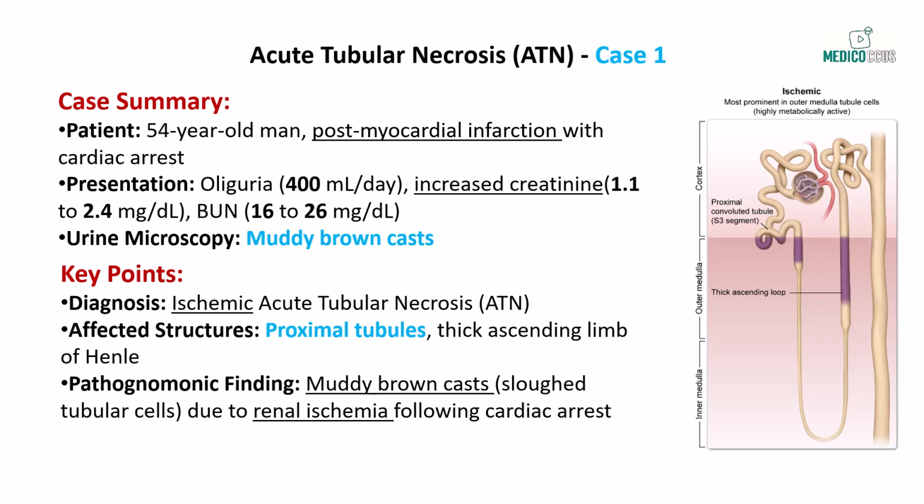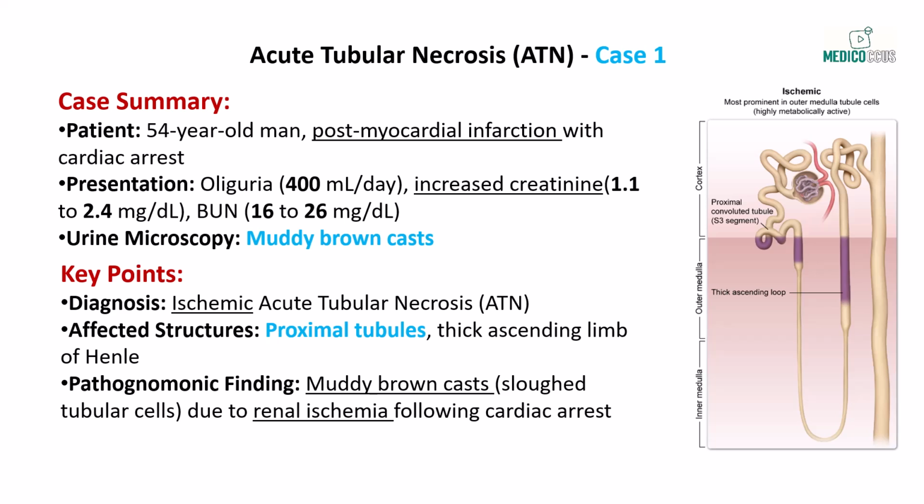The renal medulla, specifically the proximal tubules and the thick ascending limb of the loop of Henle, are the most vulnerable to ischemic injury. These areas are highly metabolically active, making them particularly susceptible when there's reduced renal perfusion. A key diagnostic clue here is the presence of muddy brown casts, which are formed from sloughed tubular epithelial cells. These casts are considered pathognomonic for acute tubular necrosis.